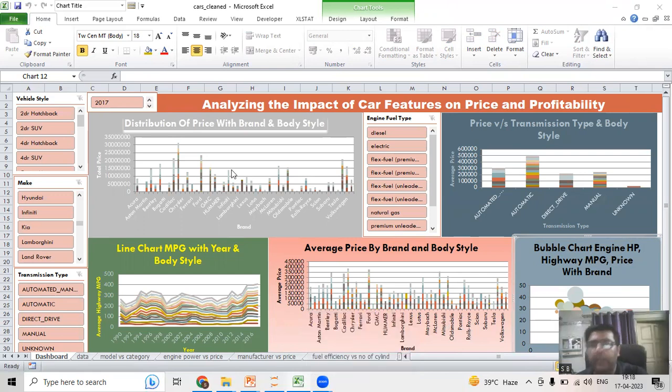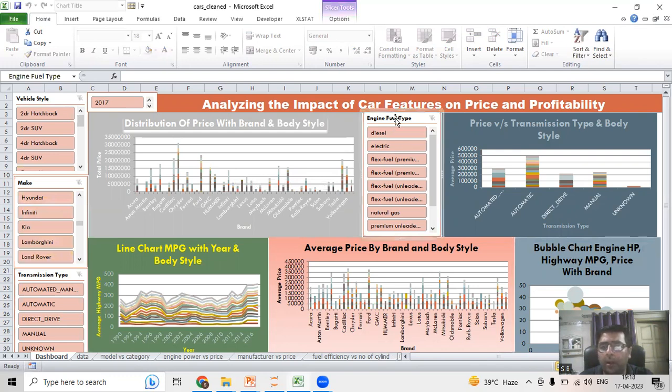So coming on to the interaction level of our dashboard, this is a highly interactive dashboard which was created by me. These are the slicers which were placed to help the stakeholders so that they can easily identify and filter out the charts based on their requirement. After inserting these slicers, I connected them with each and every pivot table out of which these charts were created.